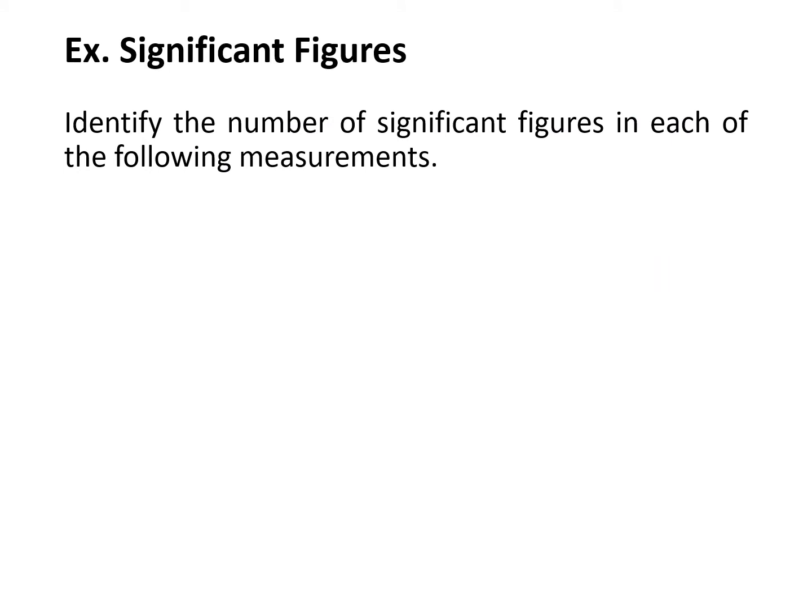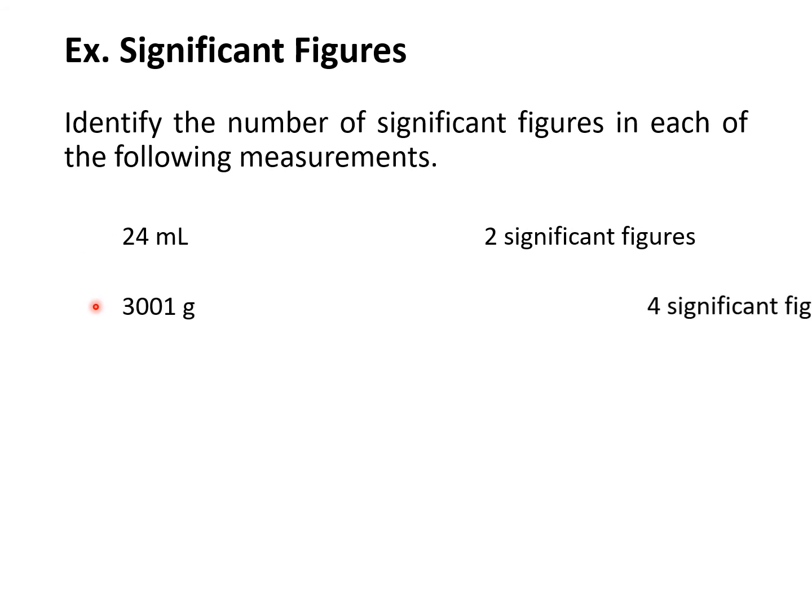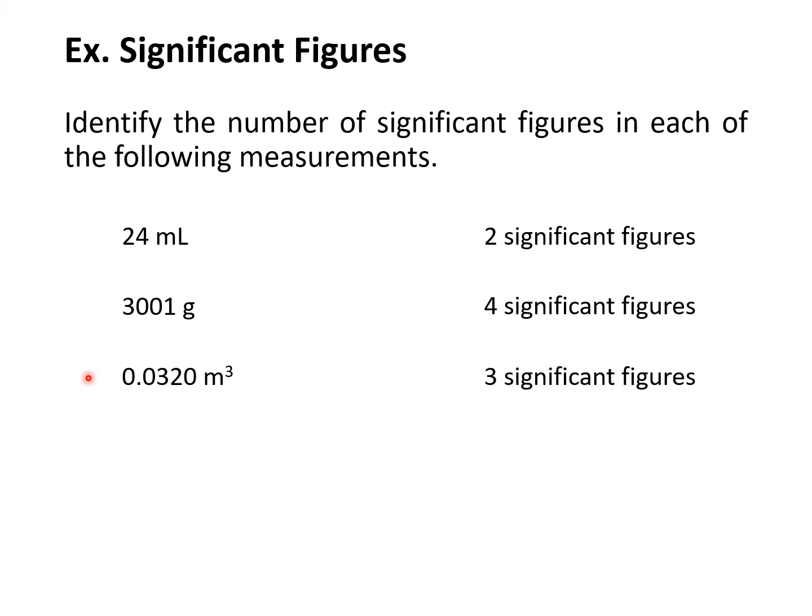In this example, we are asked to identify the number of significant figures in each of the following measurements. So, for example, the volume of 24 milliliters has 2 significant figures. The mass of 3,001 grams has 4 significant figures. A volume of 0.0320 cubic meters has 3 significant figures. 6.4 times 10 to the 4 molecules has 2 significant figures.